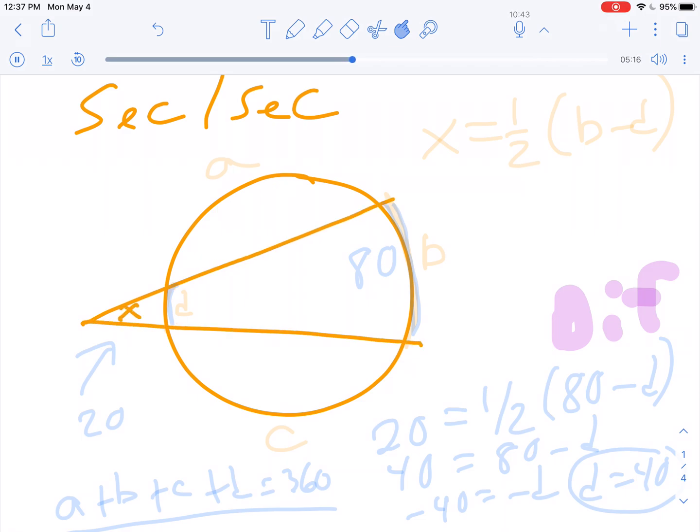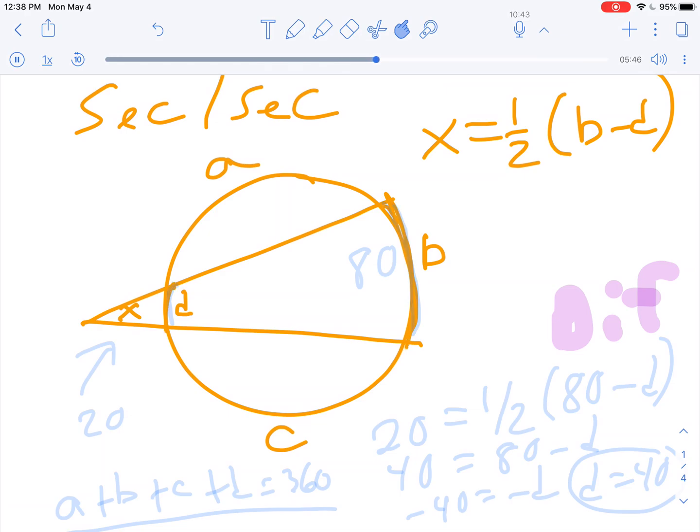Still angle X. We have arc A, arc B, arc C, and way down in here we have arc D. And you guys can probably guess what the formula is going to be. X is going to equal 1/2 of arc B minus arc D. It's really no different than before. It's the one on the outside where it cuts off over here, minus the one over here that cuts off.